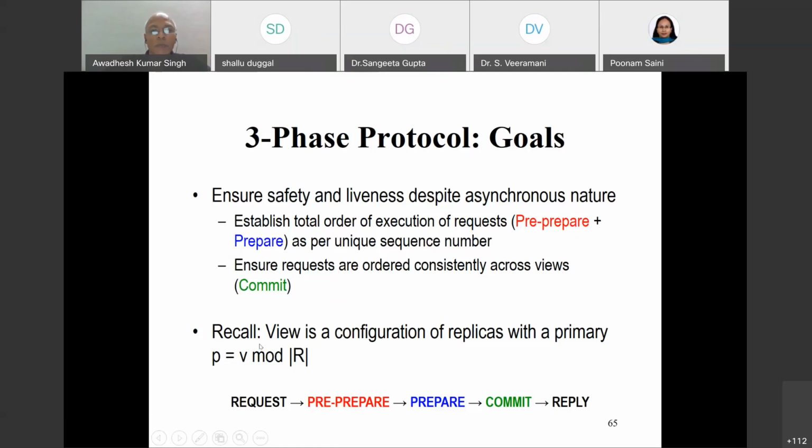So you understand the view. View means corresponding to a particular primary. R is the total number of replicas, which is 3f+1. So V mod R, where 3f+1 means the indices are 0 to 3f. Any node from 0 to 3f can be the primary. So the sequence will be request, pre-prepare, prepare, commit, and reply.